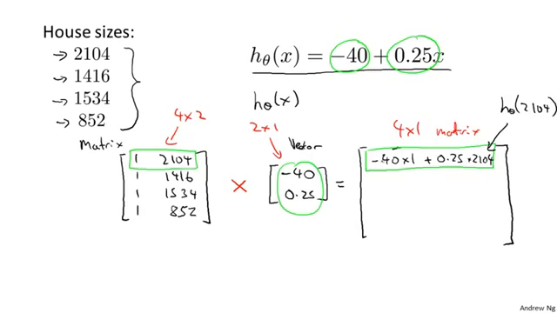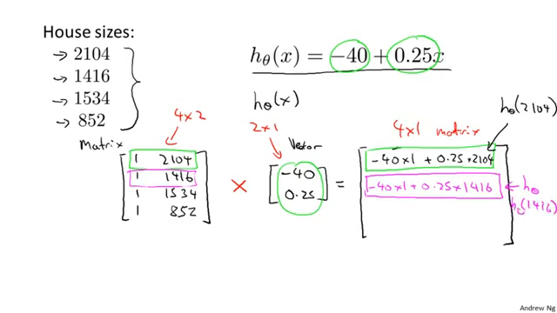Well, how about the second element? Hope you can see where I'm going. To get the second element, I'm going to take this and multiply by my vector, and so that's going to be minus 14 times 1 plus 0.25 times 1416. And so this is going to be h of 1416. And so on for the third and the fourth elements of this 4x1 vector.